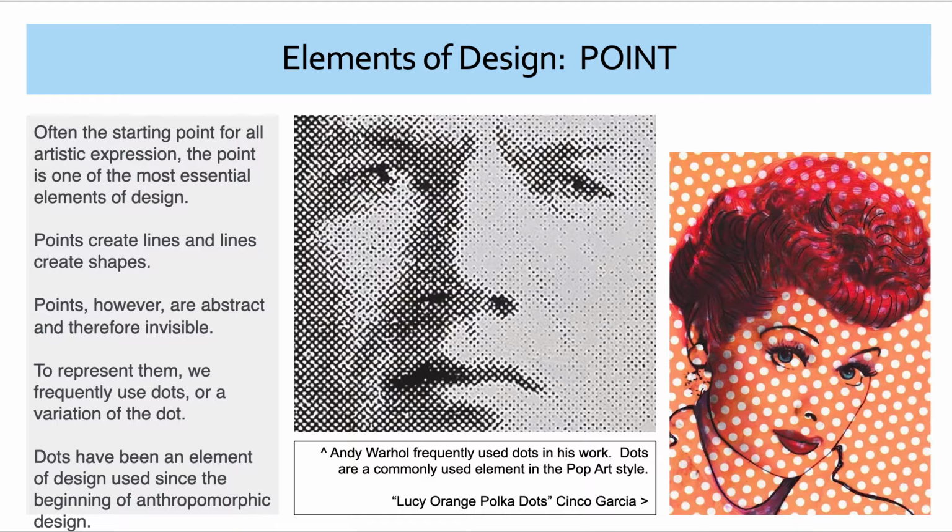And then from there, points create lines. Lines create shapes. Shapes create forms. And as we talked about, because points are abstract and invisible, we use dots or some variation of the dot to represent them. Dots are considered an element of design, and they have been used since the very beginning of human design, right? Other animals have been around longer than we have, and they design in a different way than we do.